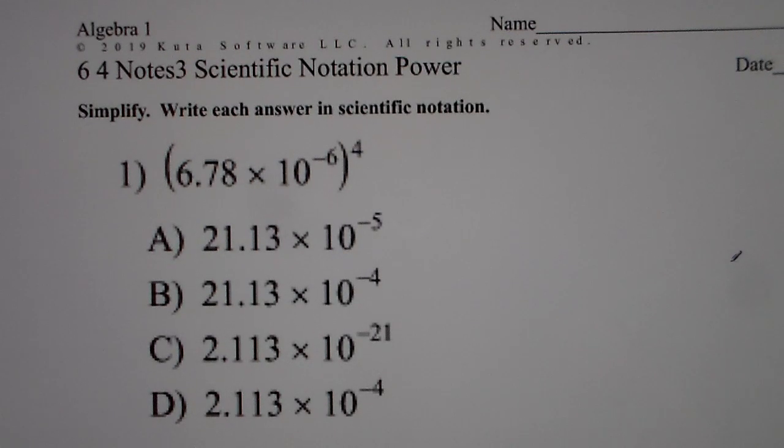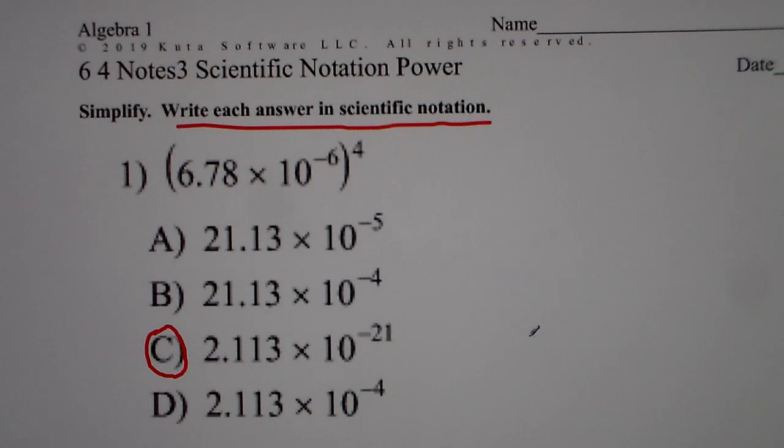All right, this is when it gets a little bit more challenging, or I should say a lot more challenging. We're going to simplify. You're going to write each answer in scientific notation. So how to do this. All right, so I circled the answer here. The number 1 is C. Now how did I do it?